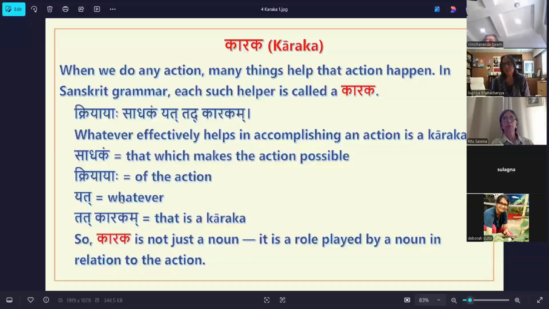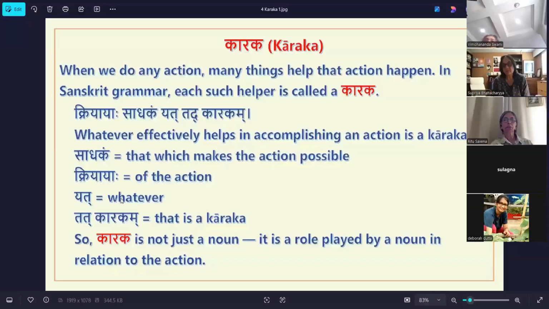Sadhan means instrument. So that which makes the action possible. Kriya, I have told you, is the action. Yat, whatever, tat karakam, that is the karaka. So this way, when we read these Sanskrit terms, see, we have learned two new words very easily. What? Yat, tat. That which, and tat, that is karakam. So slowly, unconsciously, we will be learning new words also.